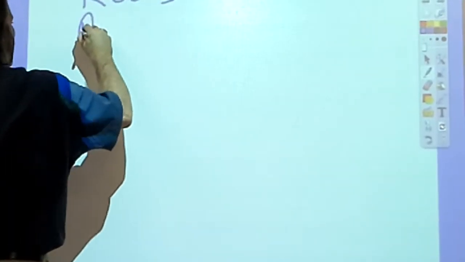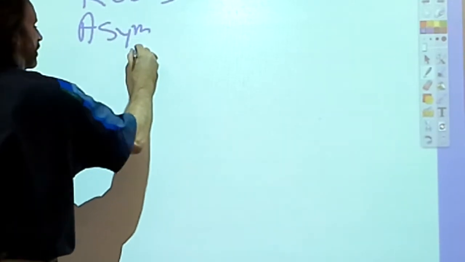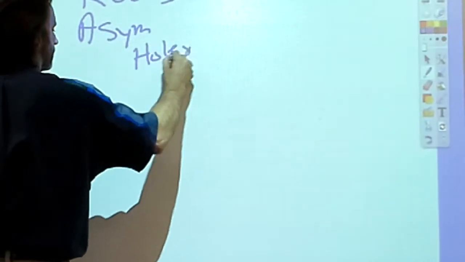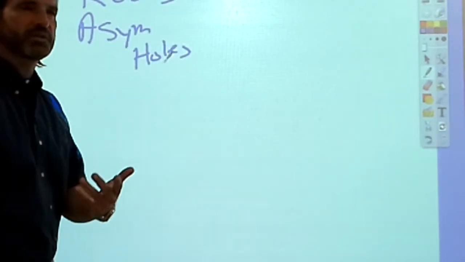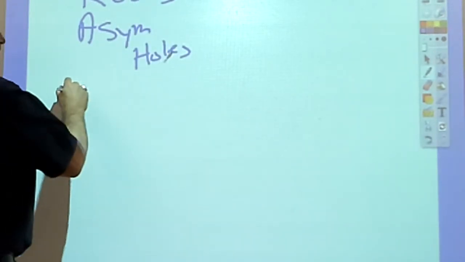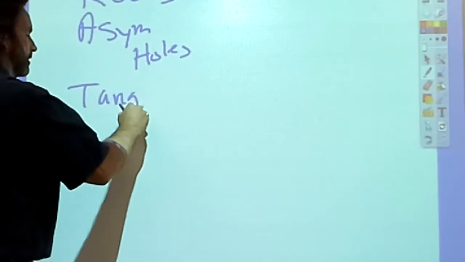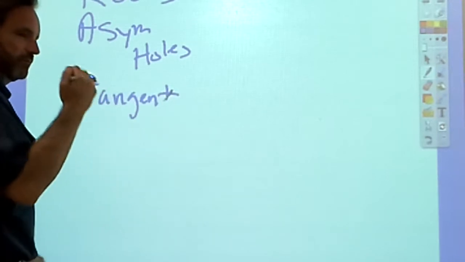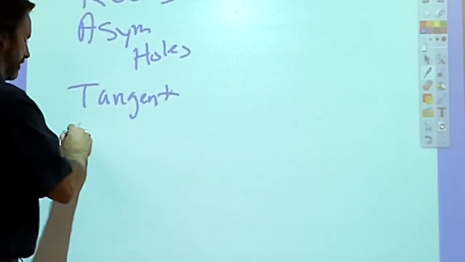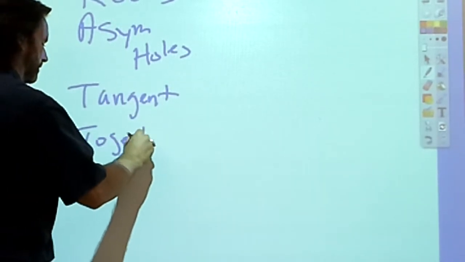RADI: roots. A is asymptotes, including holes. Remember, if your factors cancel out, it's a removable discontinuity, just a hole at that value. Asymptotes. Tangent or bounce, that's for the numerator. Even factors, even power bounce. Togetherness.